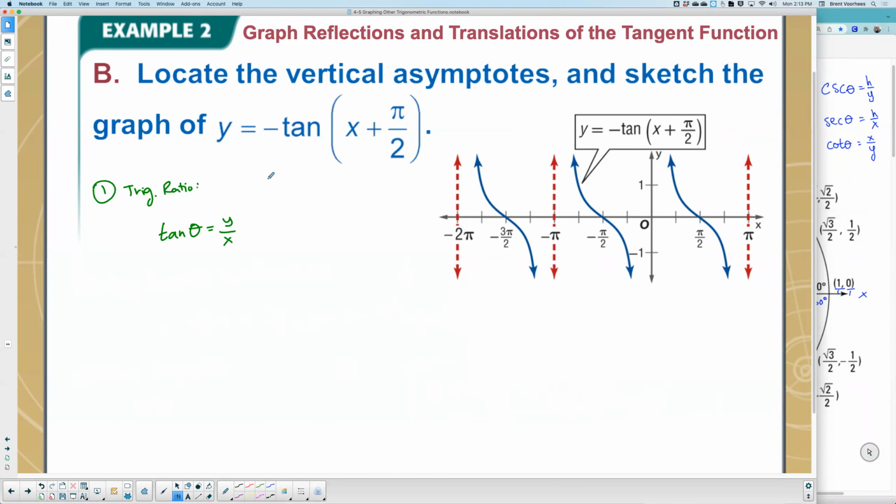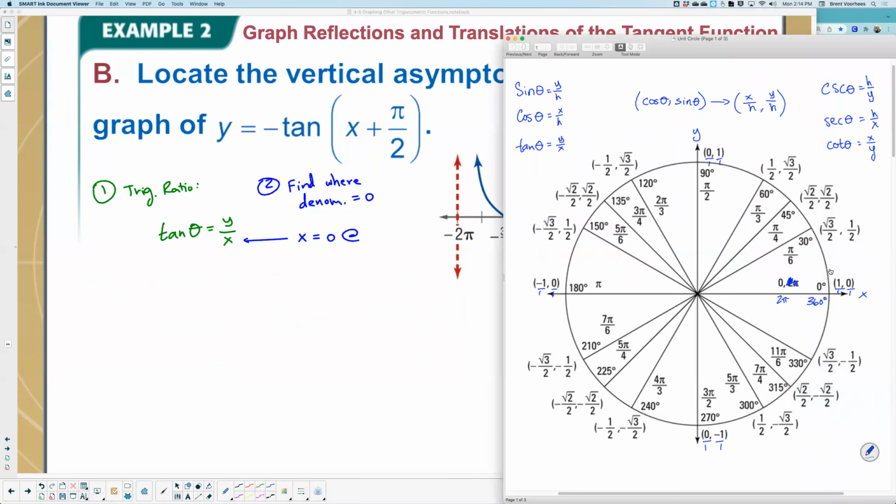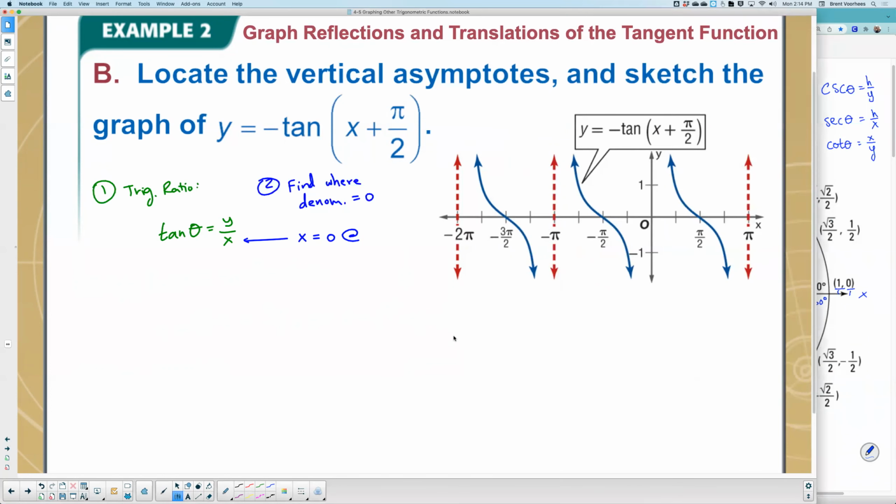Jada, what do you have for step 2? Not common denominator, but x equals. Find where your denominator equals 0. There you go. For tangent, you need to know where x equals 0, because that's what's in the denominator. So where does my x equal 0? Where's the first occurring spot? Pi over 2.